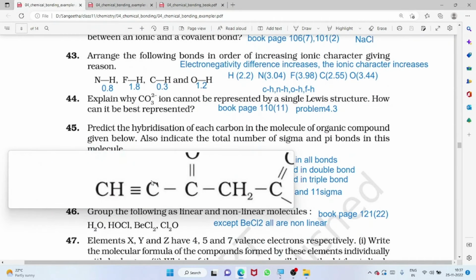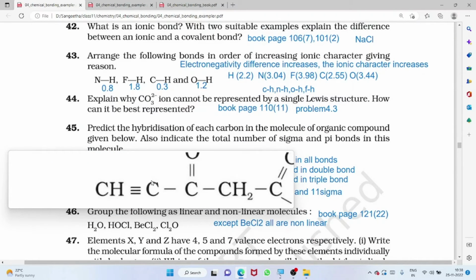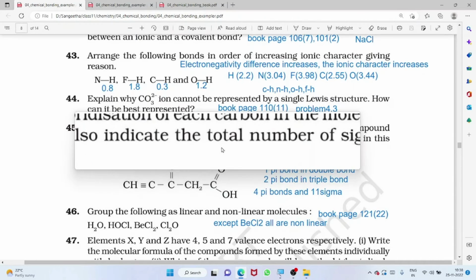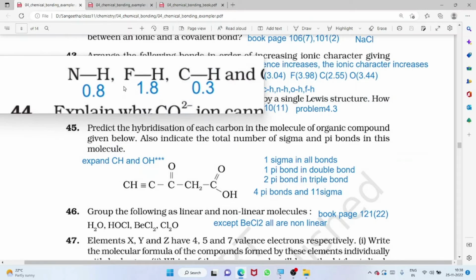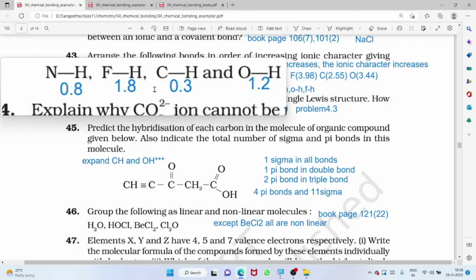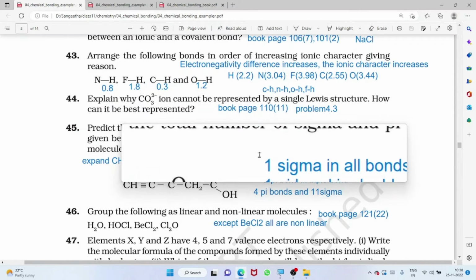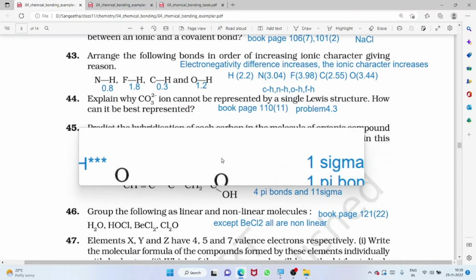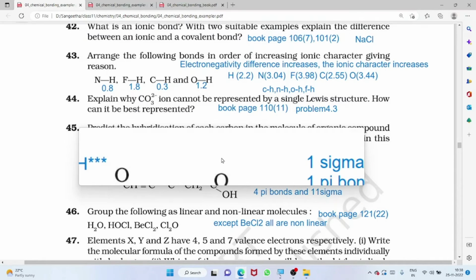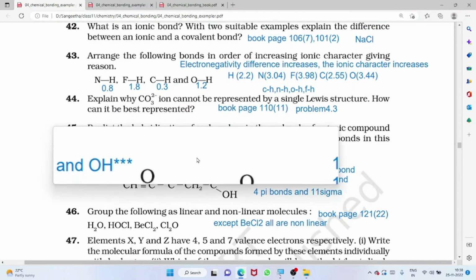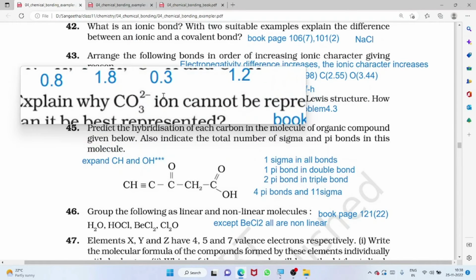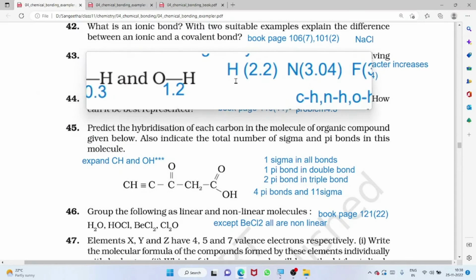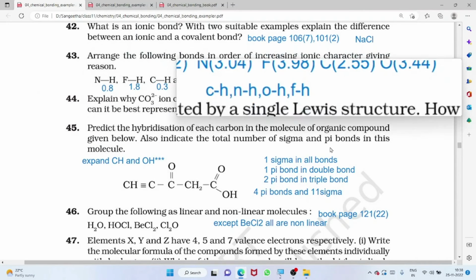Arrange the following bonds in the order of increasing ionic character. Give the reason. You have to know the electronegativity of each of the atoms from the electronegativity table, then find the difference. Then accordingly you arrange. Increasing ionic character means the least will come first. So the CH is the least, so that will become first. Then this is the order.